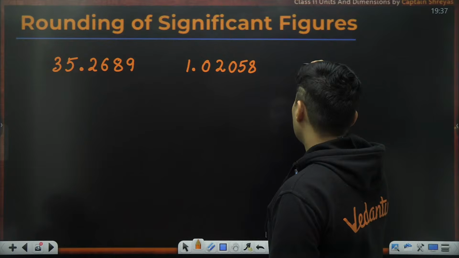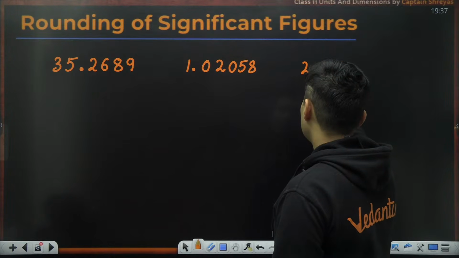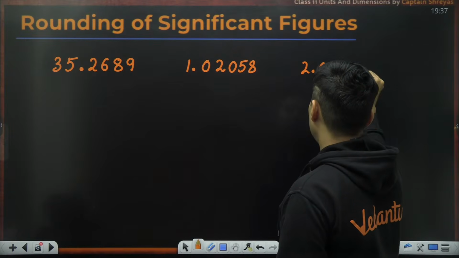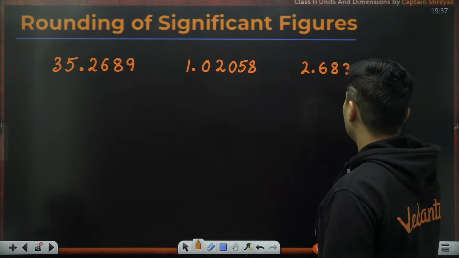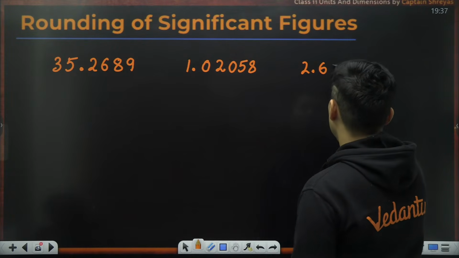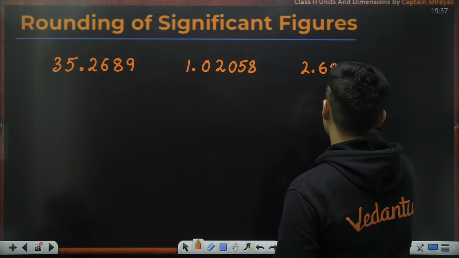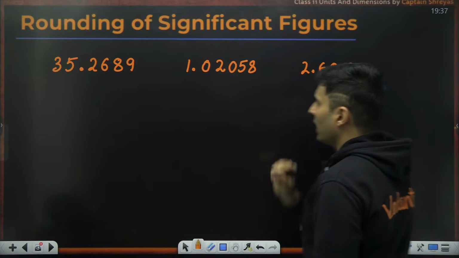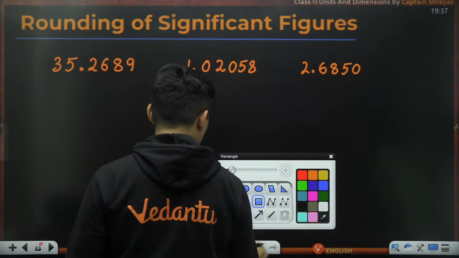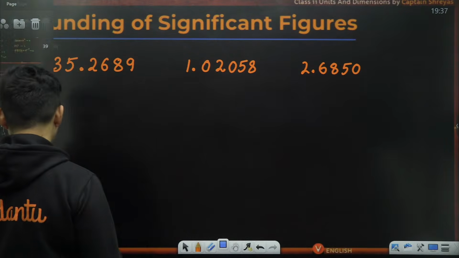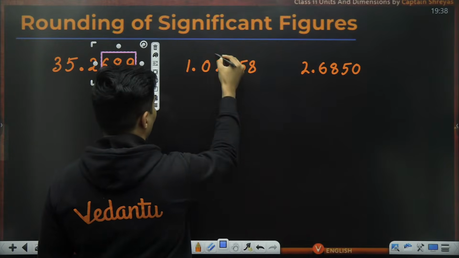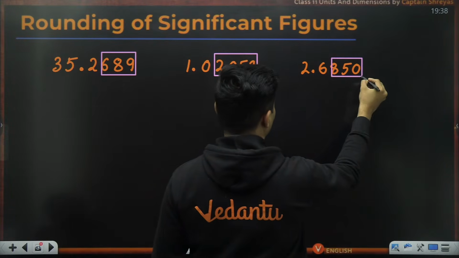And then 2.68368, or let's say 6850, again to 1 decimal place. Everything to 1 decimal place, guys. So first, block off the digits that I want to get eliminated. I want to get rid of this. I want to get rid of this. Here I want to get rid of this.